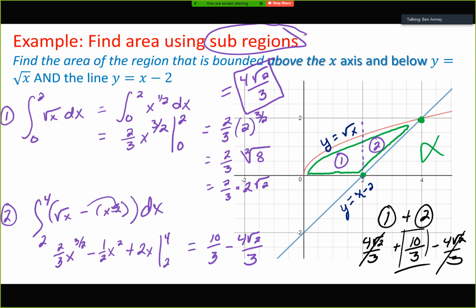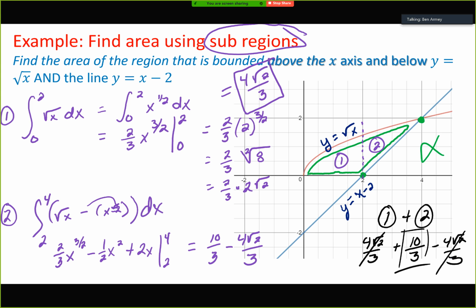Okay, there's more. I'm going to show you a way here in a second that's even easier. So with subregions, you can isolate subregions, change your bounds, and it will give you only the areas that you want. Add up the areas, and you've got it.